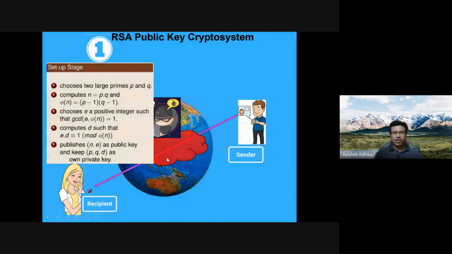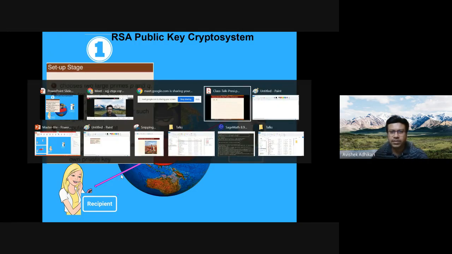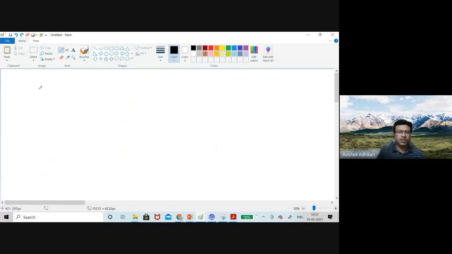Okay. As I just now mentioned, Rivest, Shamir, Adleman, the scheme is known as the RSA public key crypto system. So as usual, the boy wants to send some message, but as I just mentioned, step one should be done by this girl. That means she should make some infrastructure. So let us try to put it here. Suppose here is the recipient, the receiver, and here is the sender.